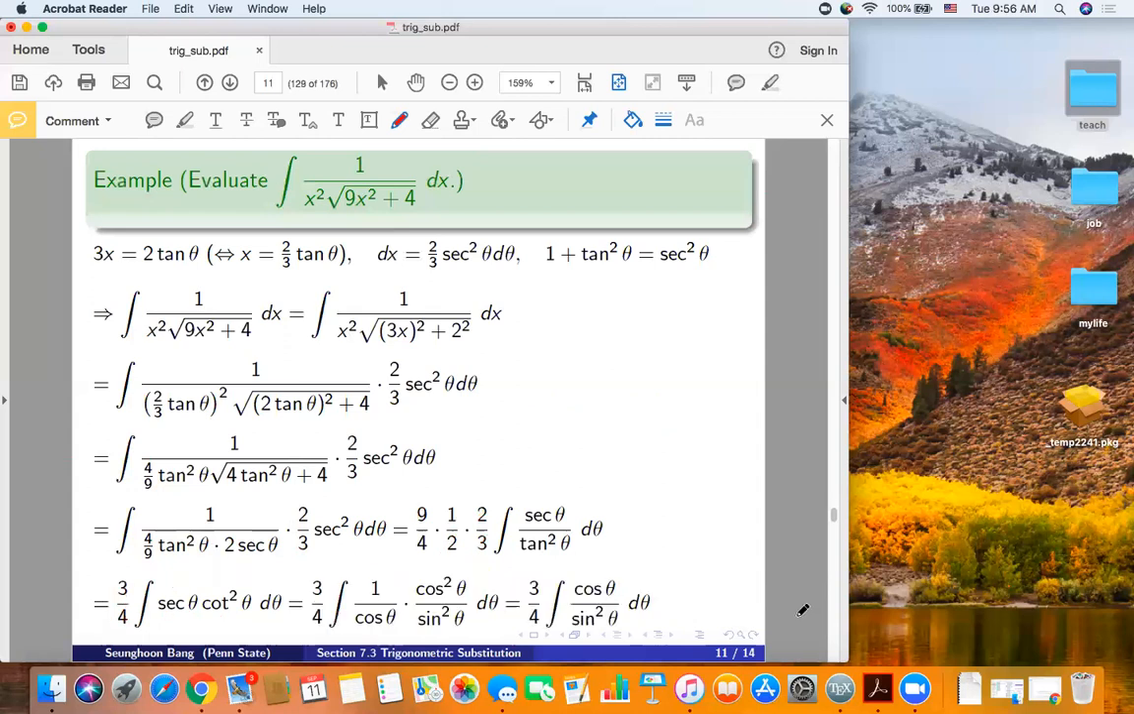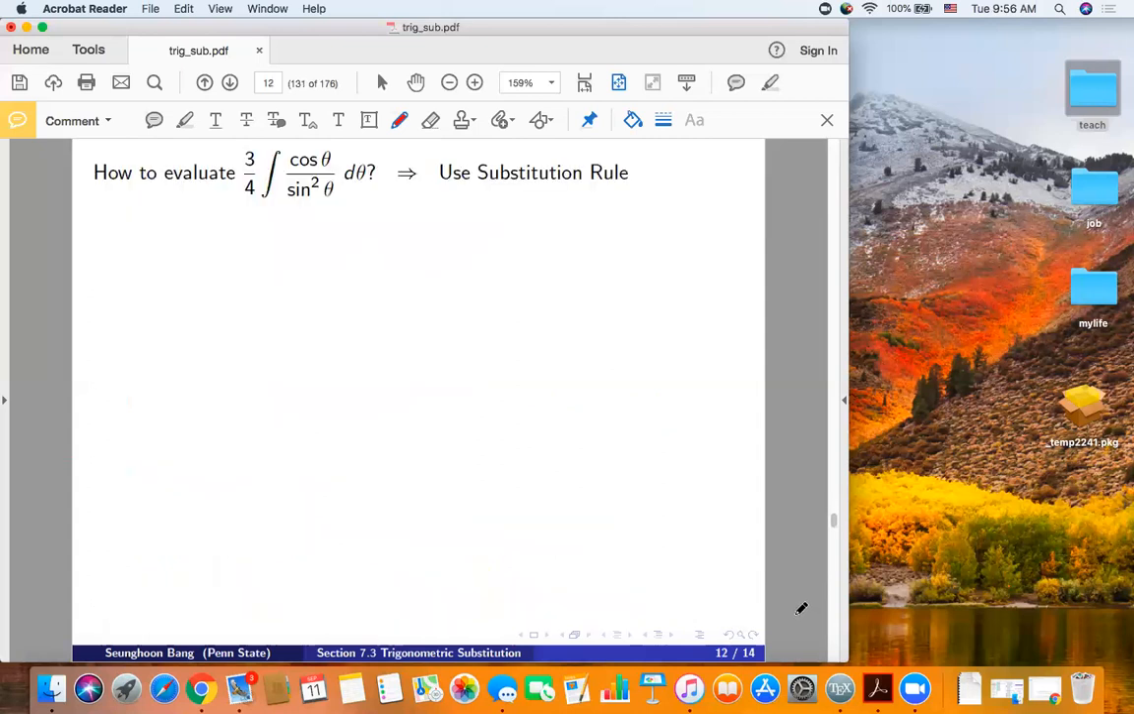So like this. So we are going to here. How can you solve this problem? You have to use u substitution. What is u?